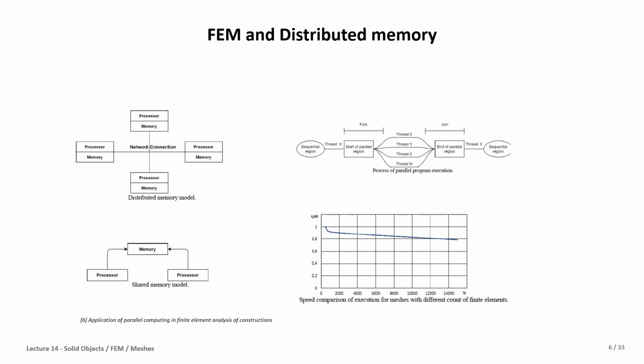Here is another example from distributed memory, and you can see what distributed memory looks like. You know about this type of configuration from the previous lectures. And here is the flow of the solution of this type of problem, and here are the results of the speed comparison with different counts of finite elements or meshes.